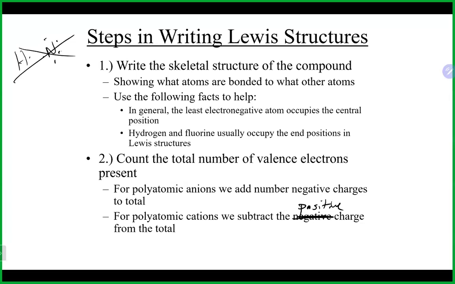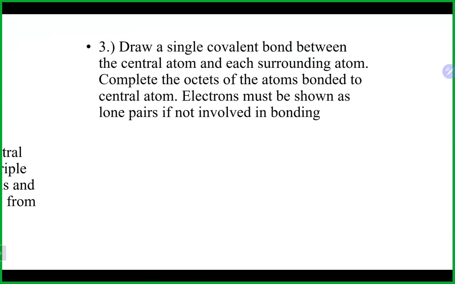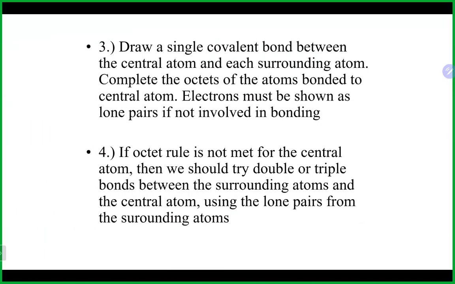So once you've figured out how it's arranged, and how many electrons you should have in your picture, the next thing you should do is draw one single bond from the central atom to all of the outside atoms. I personally use lines to represent that. You can use dots if you want to, but we can use lines to represent bonding electrons. Each bond will represent 2 electrons in our line.